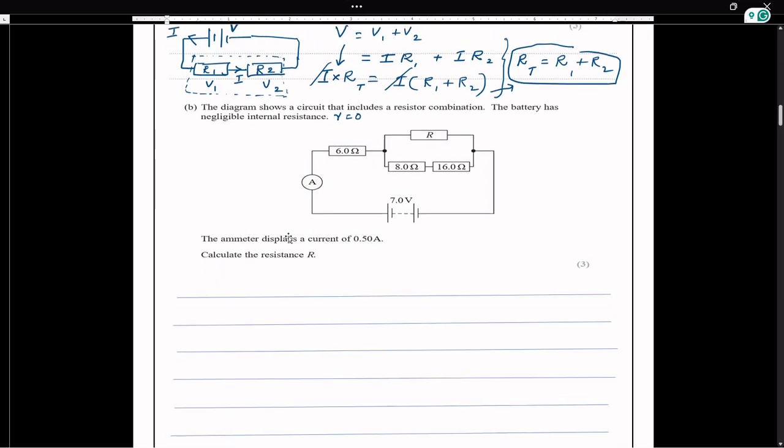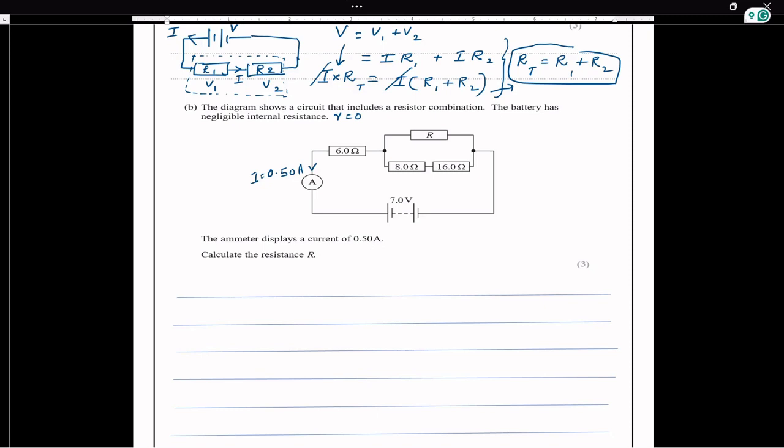Now the question is, the ammeter displays a current of 0.5 ampere. So let's write here the circuit current. Ammeter displays a current, the circuit current, 0.50 amperes. This is the circuit current. Calculate the resistance value R.